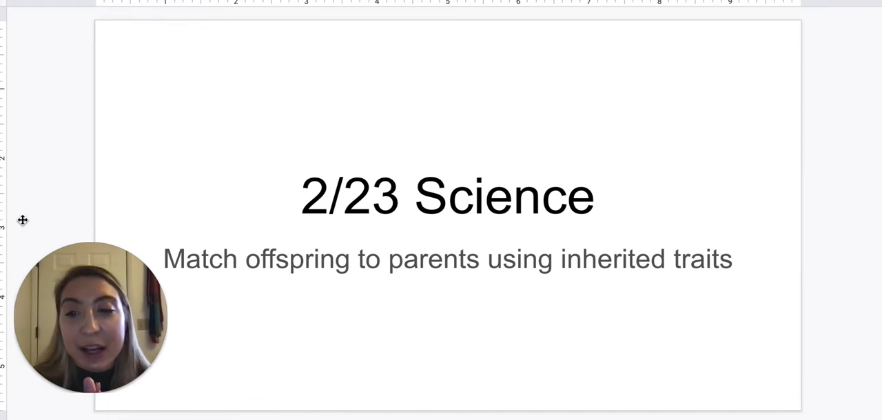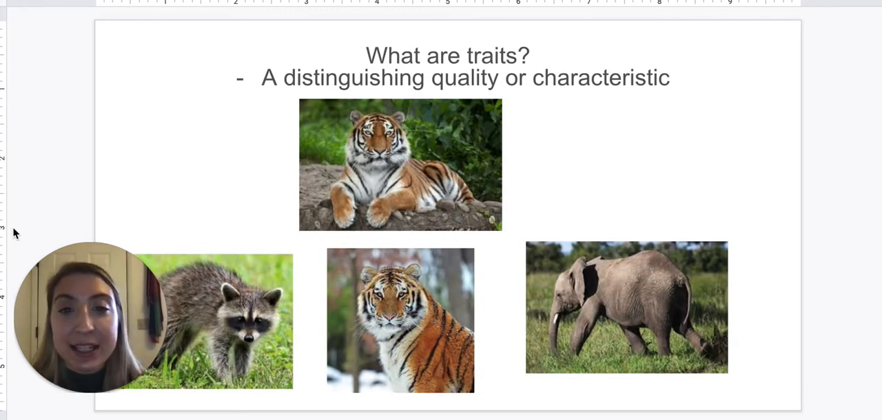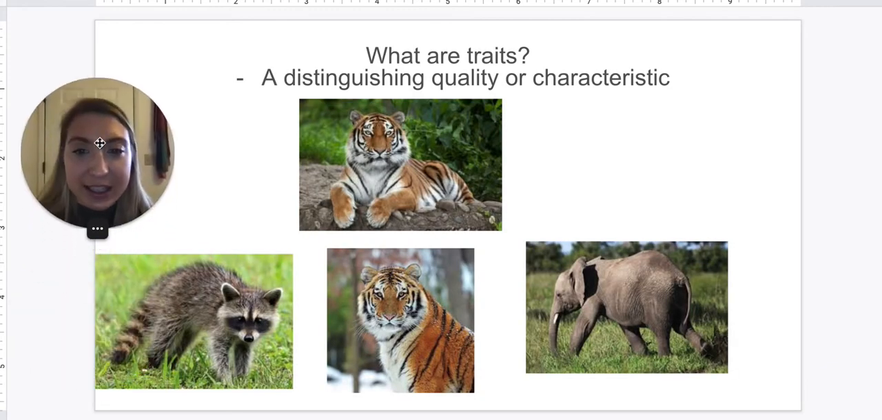So we again are going to be working with inherited traits. Traits that were from the parent that the baby, or the baby animal, or the baby plant was born with. So we are going to match offspring to their parents using traits that they were born with. So again, what is a trait? A trait is a distinguishing quality or characteristic.